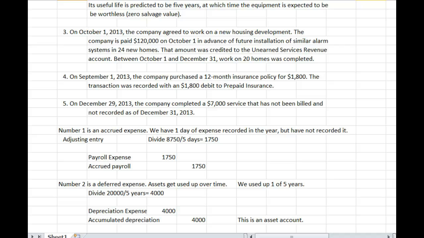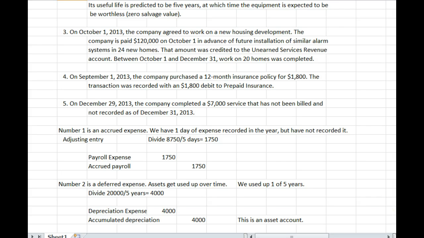Number three. Company agreed to work on a new housing development. The company is paid $120,000 in advance, always a good concept in accounting, for the future installation of alarm systems in 24 new homes. The amount was credited to the unearned service revenue account. So through the rest of the year, it looks as though we've completed the work on 20 homes. So we can recognize the revenue on the 20 homes we've completed.